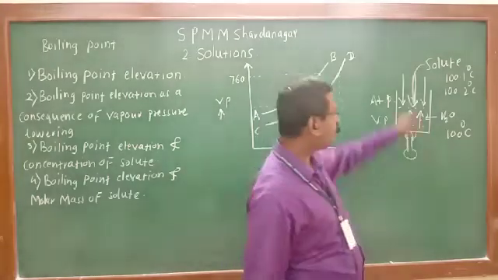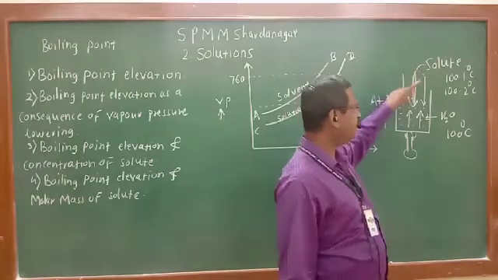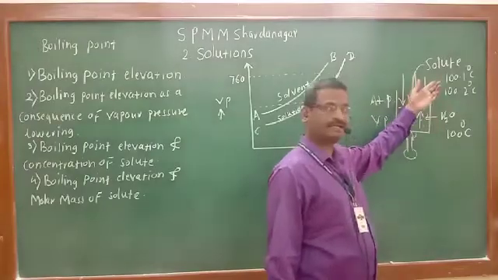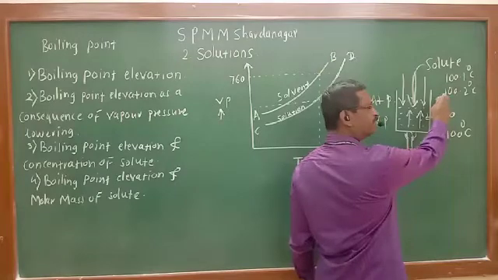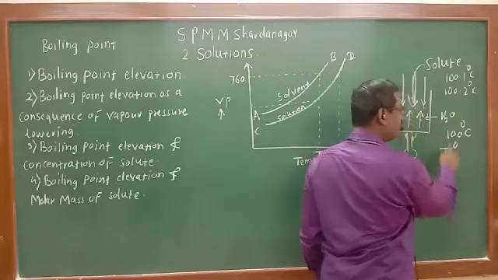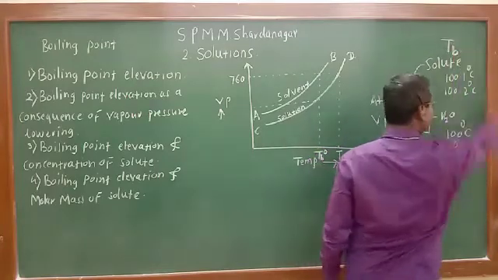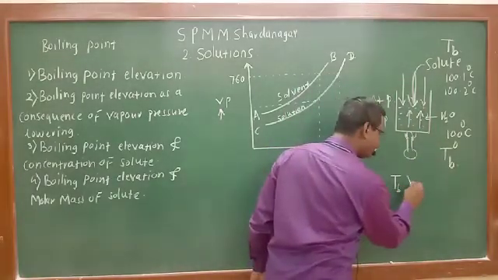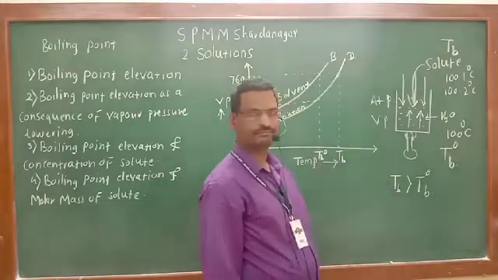Whenever a non-volatile, non-electrolyte solute is added to the solvent, the boiling point of the solvent increases. Initially it is 100, but for the solution the boiling point is greater than 100. Suppose this is T0B, the boiling point of the pure solvent, and for the solution TB. So what is the relation? TB is greater than T0B. You got it?